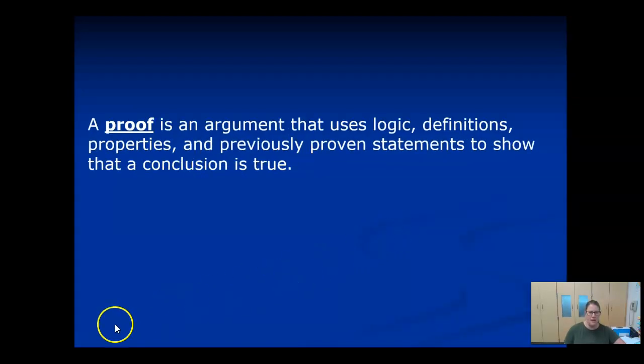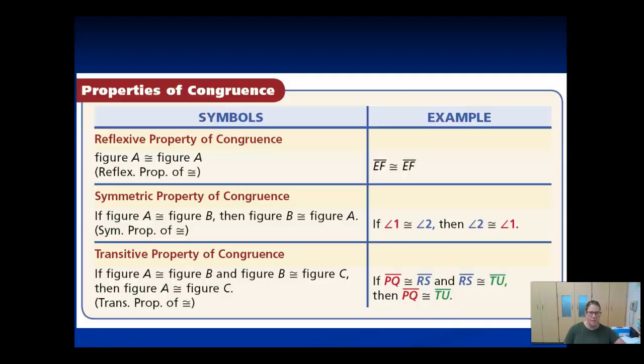So if 1 is congruent to 2, then 2 is congruent to 1. Sorry, I skipped ahead by accident. So that's the symmetric property. But this transitive property is one that we will probably use most often. So if you're going to write one of them down in your notes, write this one down.